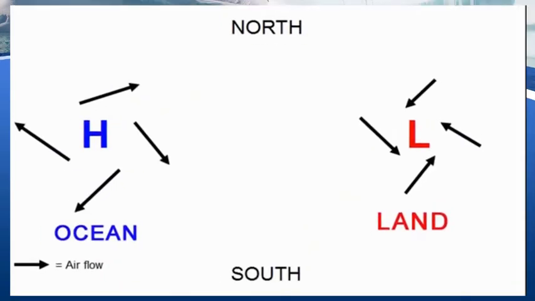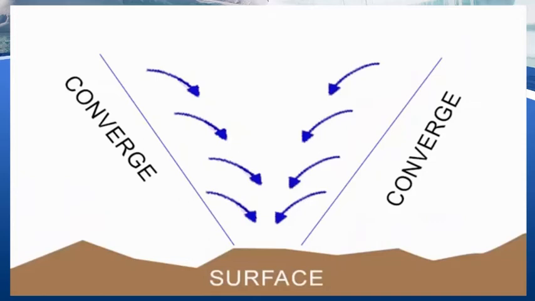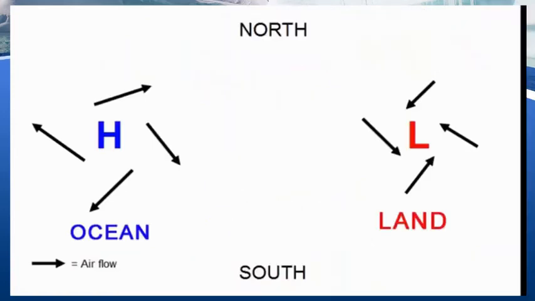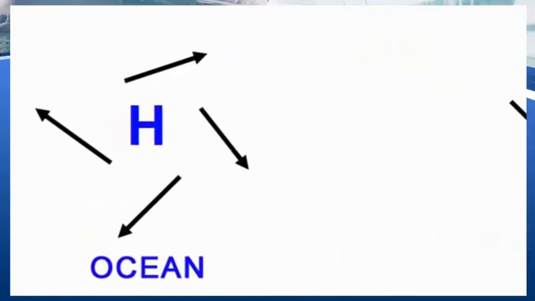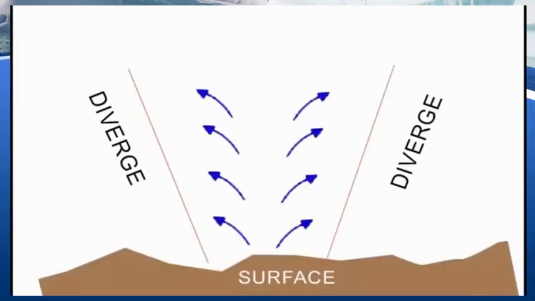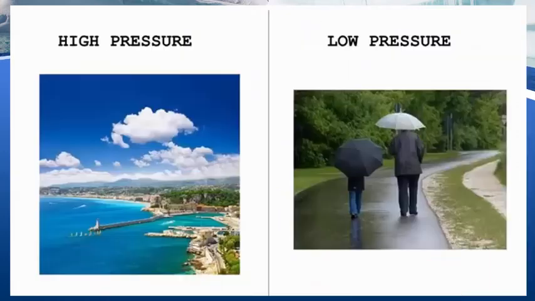Now the inward moving of air in low pressure causes air to converge, and since it cannot move downward due to the surface, the air is forced to go upward, leading to condensation and precipitation, which is called rainfall. And the opposite occurs with high pressure. Air is moving away from the high pressure center at the surface, which is called diverging. So as a result, air from above must sink to take its place. Hence, this is the reason why high pressure leads to good climate and low pressure leads to rainy climate.